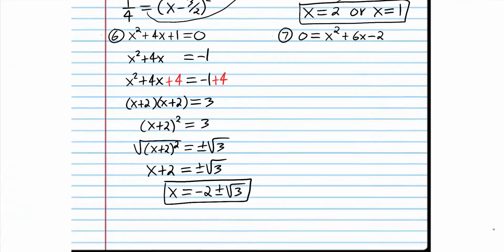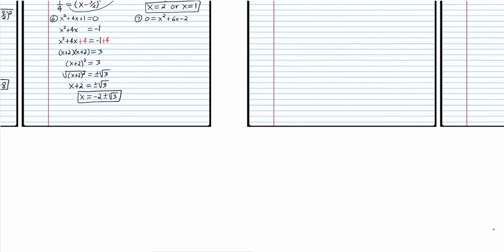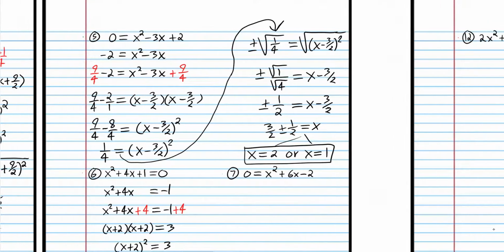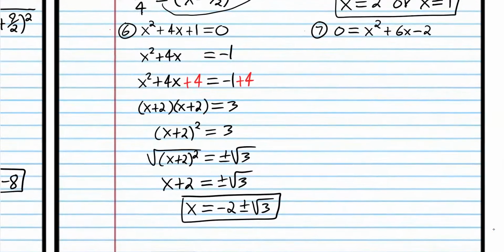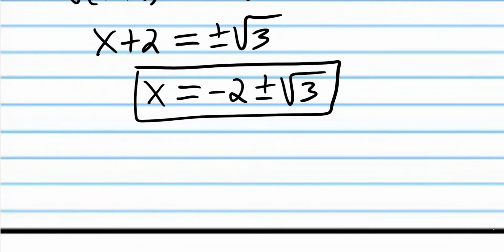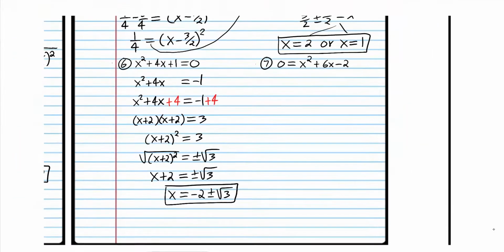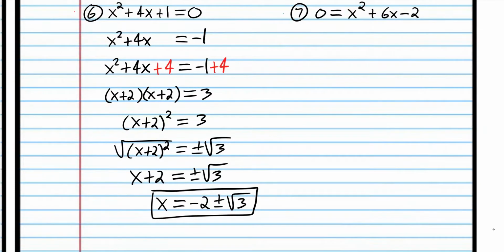In case you're wondering, that's why we couldn't factor this expression up here very easily, because the answers had square roots. So there's two answers to this. There's negative 2 plus root 3, and there's negative 2 minus root 3. But they both have root 3's, and so that's what makes it not easy to factor that expression.